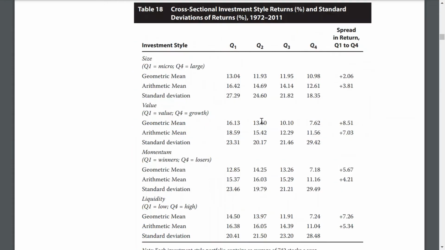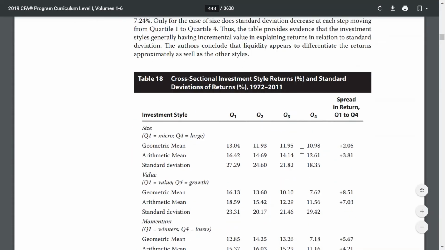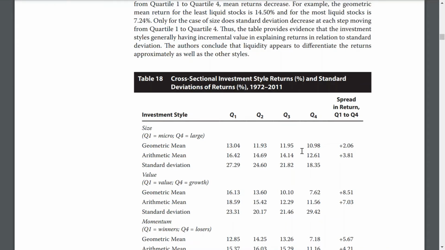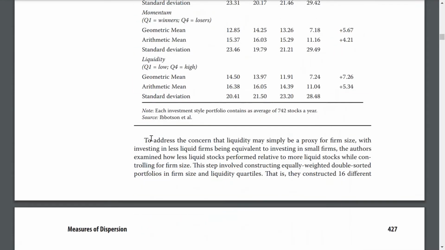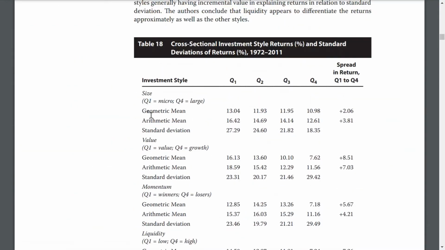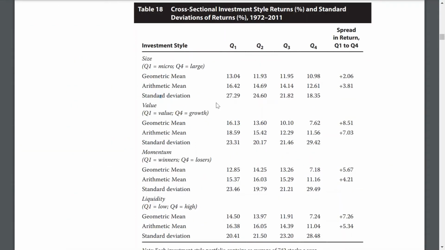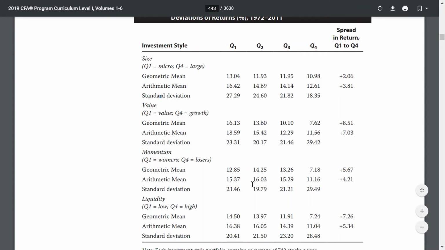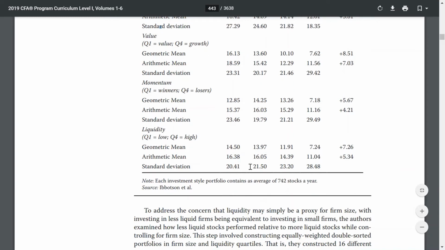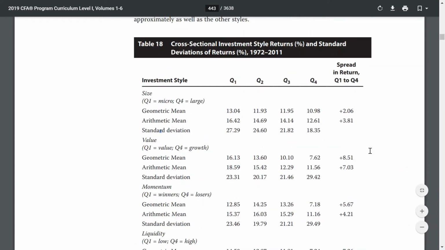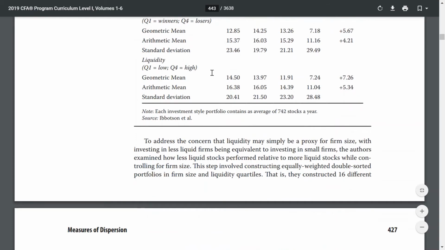Table 18, cross-sectional investment style returns percentage, standard deviation of returns percentage, 1972 to 2011. So there's a lot of data. We have the geometric mean, the arithmetic mean, and the standard deviation for Q1 to Q4, and for each of them, for size, value, momentum, and liquidity, how the performance is, and the spread between Q1 and Q4, which is like a summary of all of the changes, the delta.